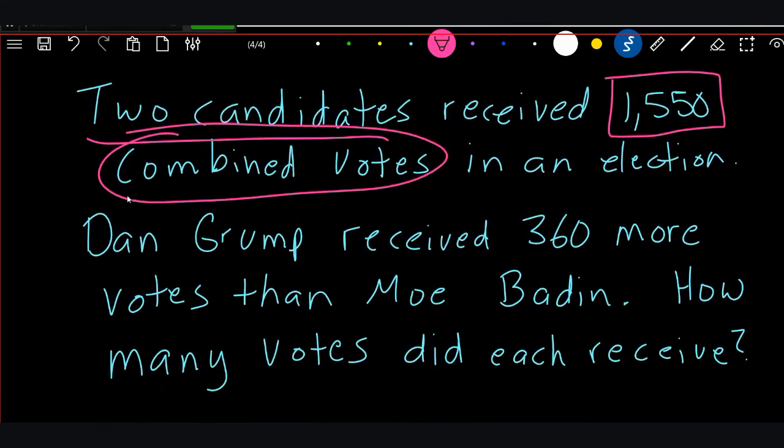In an election, Dan Grump received 360 more votes than Mo Baden. How many votes did each receive? So we've got to figure out what each one is. Well, can we just go like this?